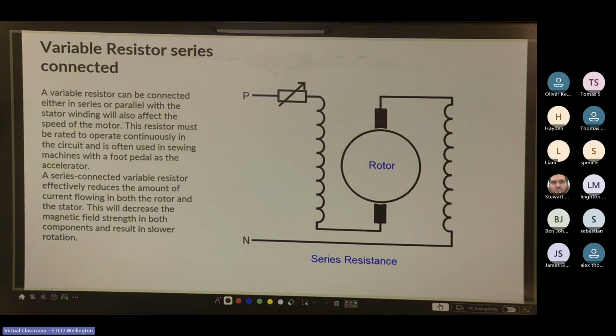The series connected variable resistor reduces the amount of current flowing in both the rotor and the stator. This will reduce the magnetic field strength in both components and result in the slower rotation.